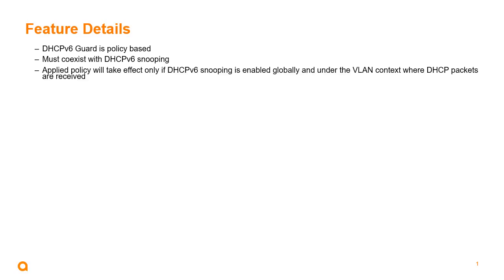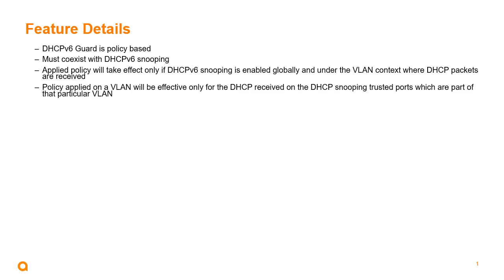Let's look at some of the details around DHCPv6 Guard. Feature details. DHCPv6 Guard is policy-based, and it must coexist with DHCPv6 snooping. Its applied policy will take effect only if DHCPv6 snooping is enabled globally and under the VLAN context where DHCP packets are received. Policies applied on a VLAN will be effective only for DHCP packets received on the snooping trusted ports which are part of that particular VLAN.